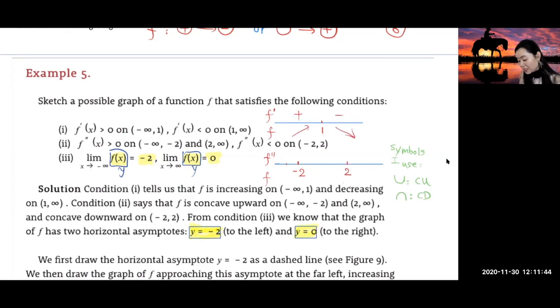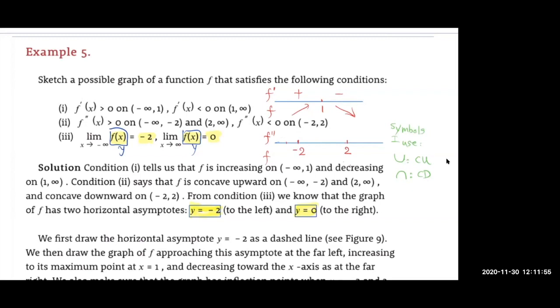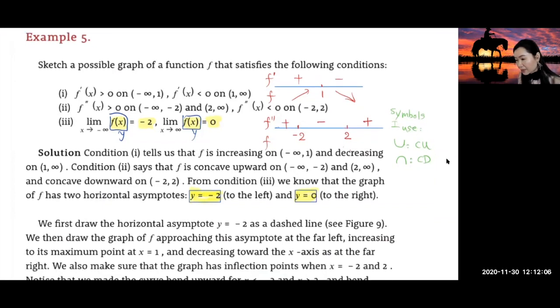First, they will tell you increasing, decreasing, okay? Now, over here, we also know the second derivative. The second derivative is positive over here, negative here, positive here. So that's the second condition, okay? Now, let's look at the concavity. The second derivative tells you the concavity.